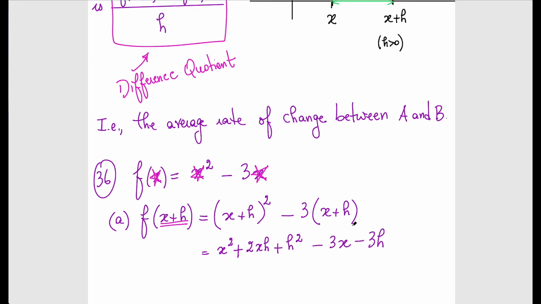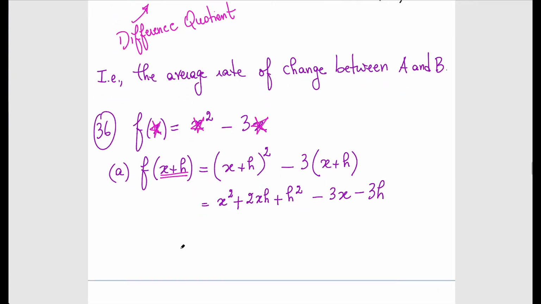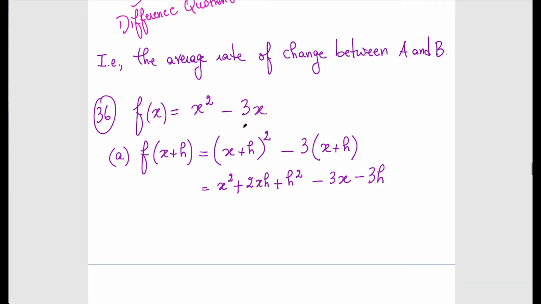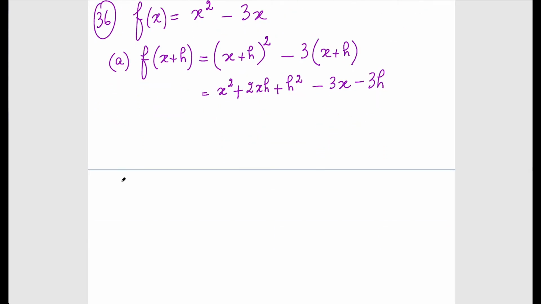Correct? So we expanded it. This is f of x plus h. Alright, so now allow me to just erase these things that help me find this. Now the question in part B is find the difference quotient, which is the quotient between the numerator, which is f of x plus h minus f of x, divided by h.